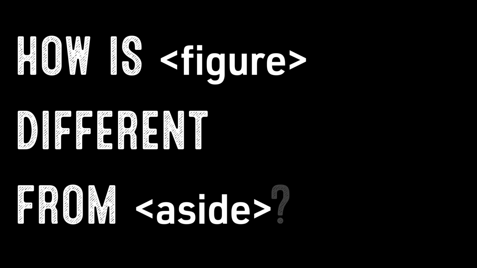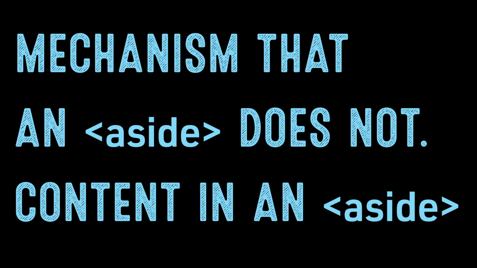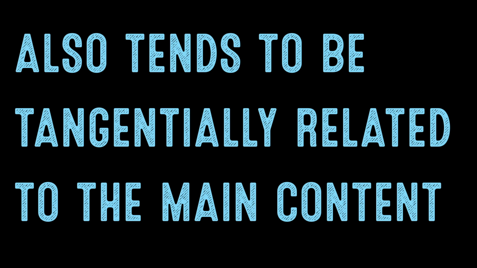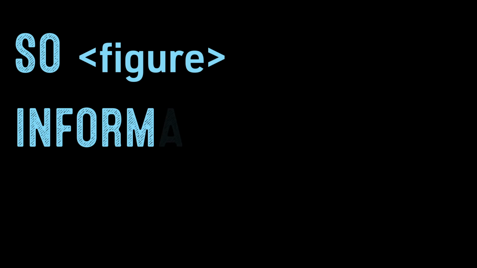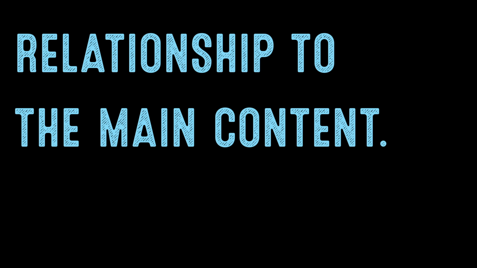How is figure different from aside? A figure element has a built-in captioning mechanism that an aside does not. Content in an aside also tends to be tangentially related to the main content, so figure information has a closer supportive relationship to the main content.